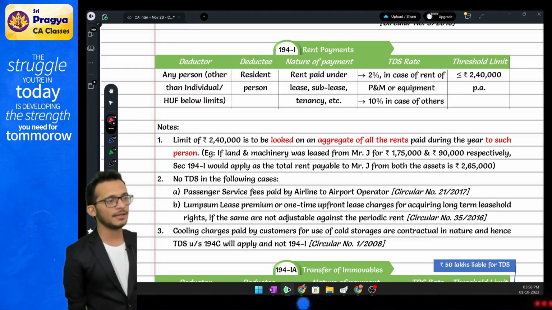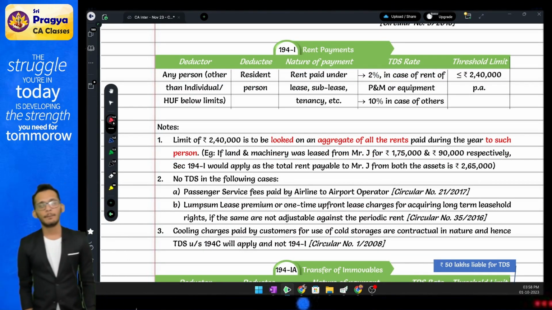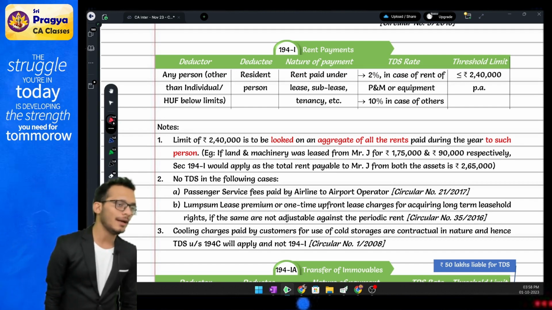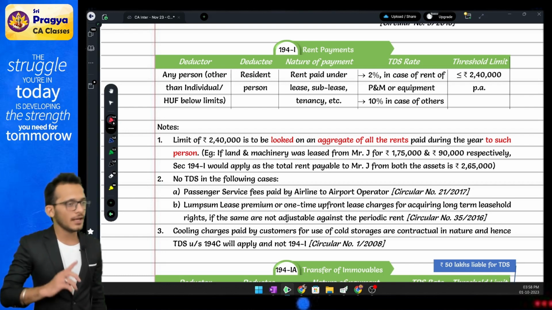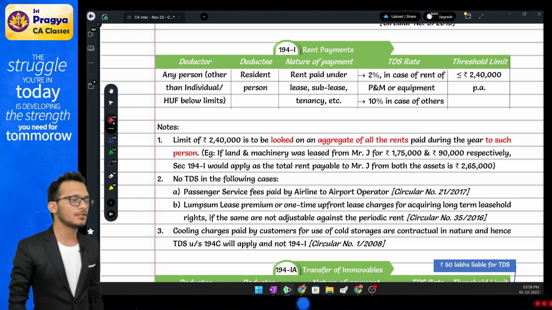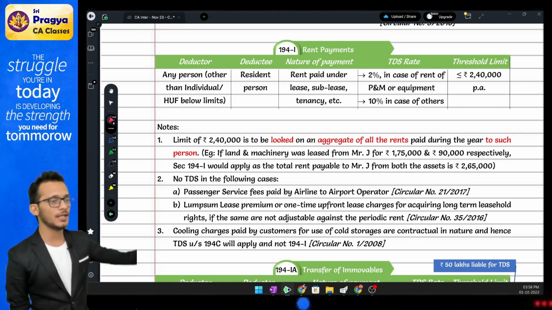Next, 194I. I is rent payments. In rent payments, the overall rent payment to the person should not exceed 2,40,000. If it exceeds 2,40,000, everything is liable for TDS. How do you check this, Rahul? This is a 194-I case, so individual or HUF should have satisfied the limits. Payment should happen for rent.